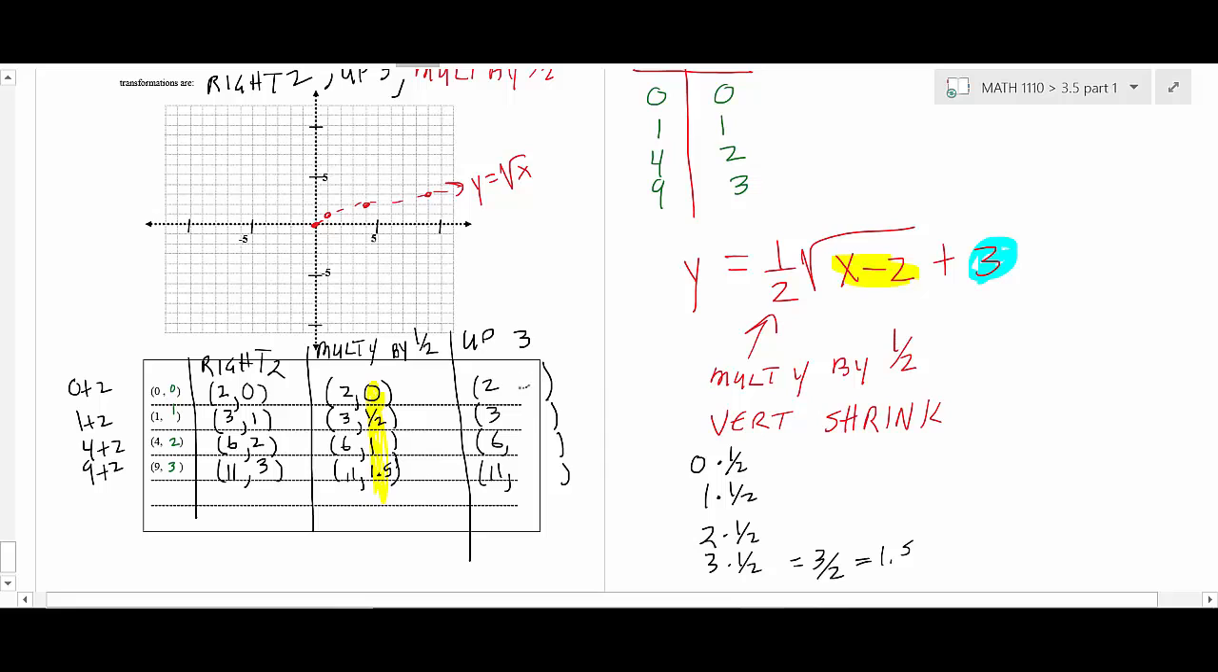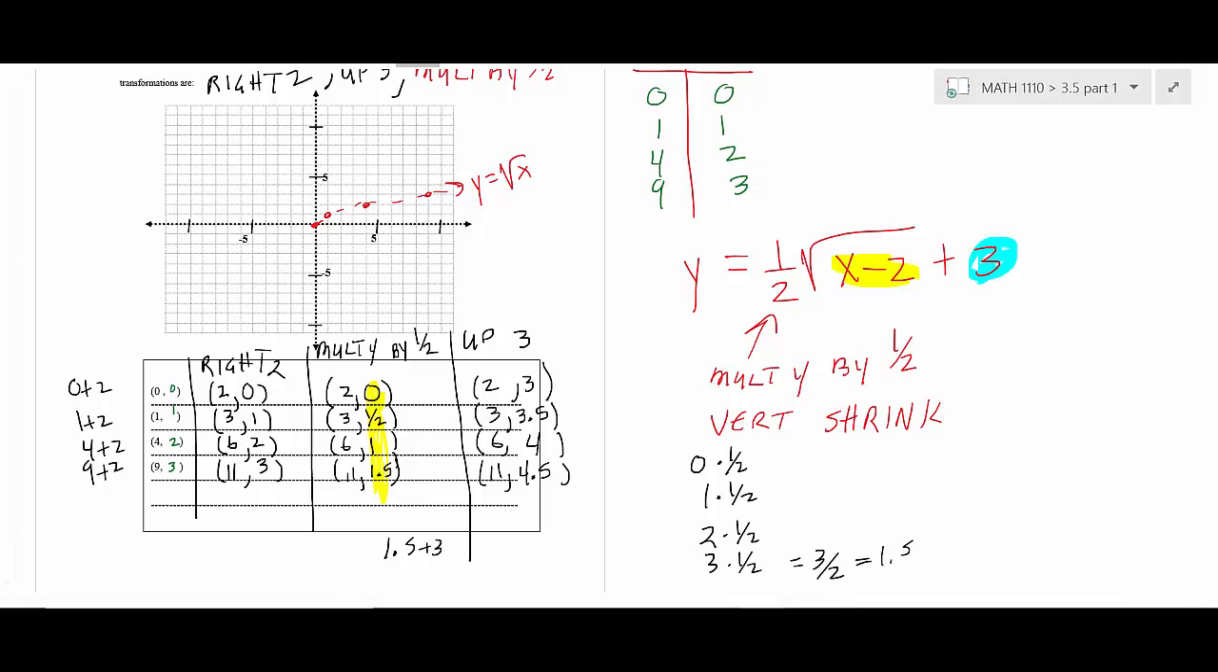So 3 plus 0 is 3. 1/2 plus 3 is 3.5. I'll just write that as 3.5. Okay, if I do 1 plus 3, that's 4. And if I do 1.5 plus 3, that's going to be 4.5 like that. So those are your final points that have been moved in the right order.